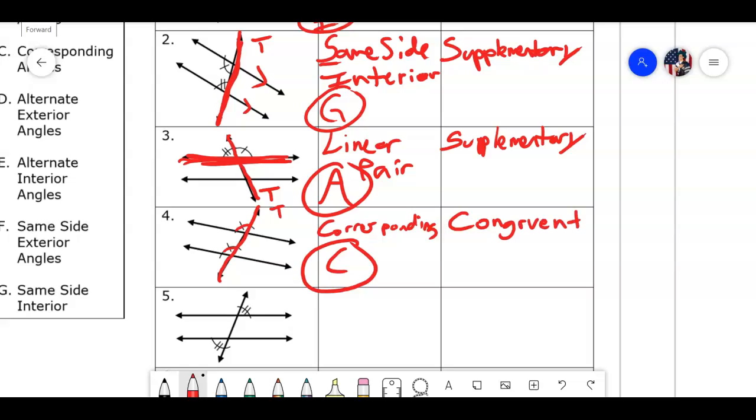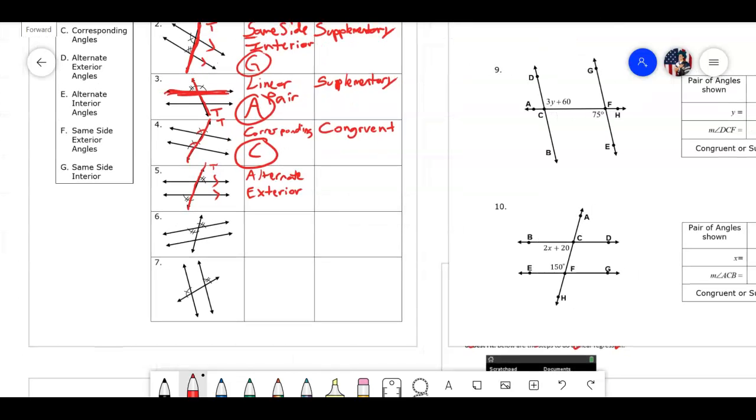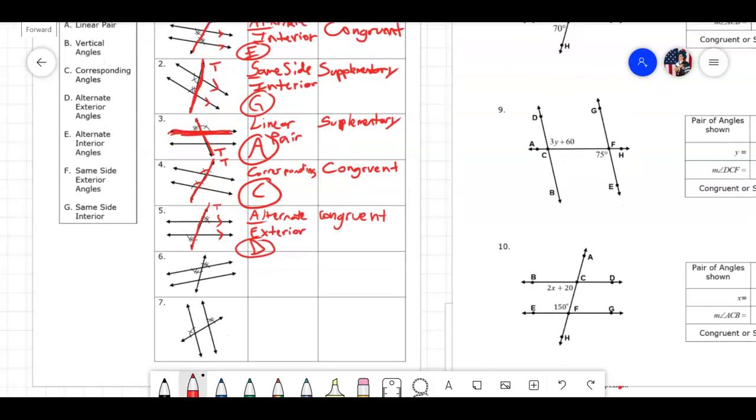All right. Number 5, these two angles are on different sides of the transversal, so it's alternate. And they're outside the parallel lines, so that's called exterior. Alternate exterior, which is letter D. And remember, alternates are congruent. That's the rule. Alternates are congruent, just like number 1 and number 5.